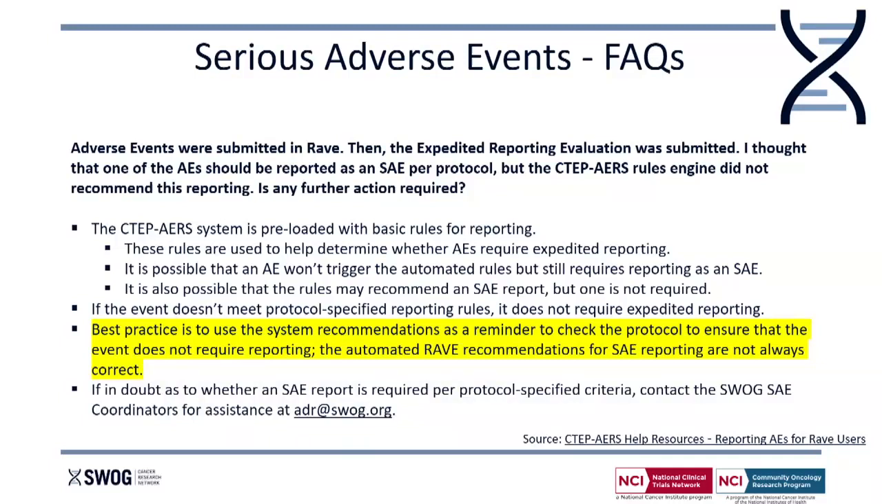AEs were submitted in RAVE, then we ran the expedited reporting evaluation. I thought that one of the AEs should be reported as an SAE per protocol, but the CTEPers rules engine did not recommend a report. Is any further action required? The best practice is to use the recommendations in RAVE as a reminder to check the protocol, a reminder to email us and confirm. Please don't go by all of the recommendations in RAVE because they are very often incorrect since they're based on such basic rules.